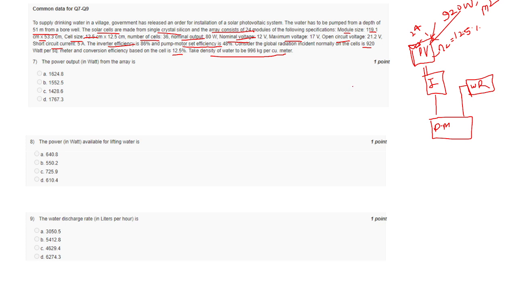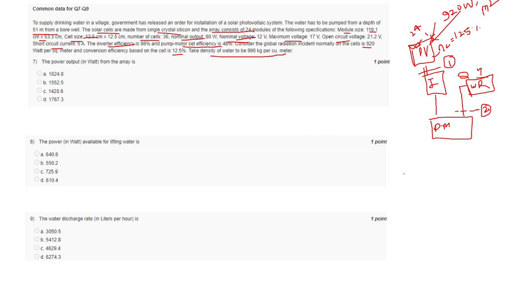Now we have been asked the power output from the array, the power at this point, the power available for lifting water at this point, and the water discharge rate, say Q here. So we have seen how these problems are solved.